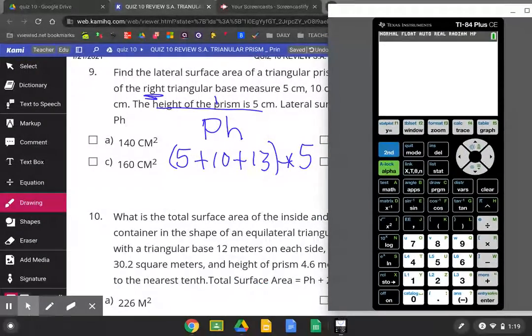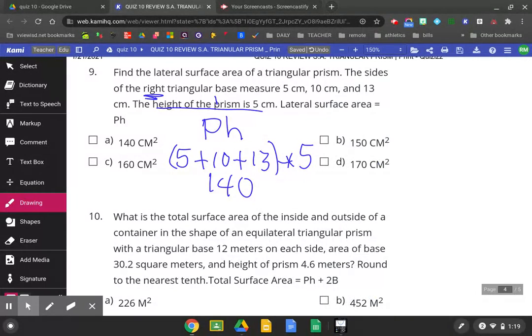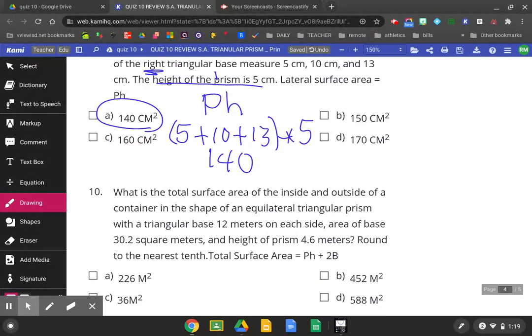I'll clear that out. Parentheses, 5 plus 10 plus 13 times 5. That should give you 140, which is letter A. All right, so let's look at the next one.